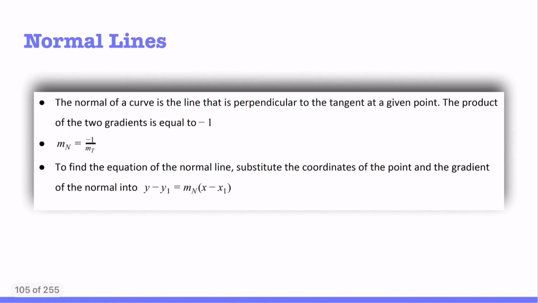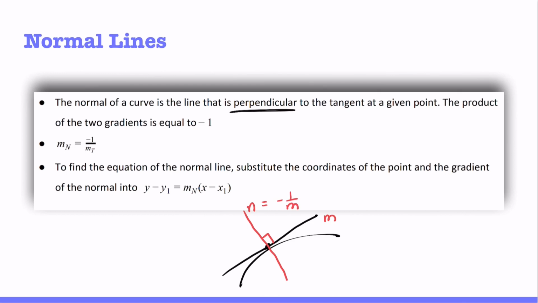Now, how does that relate to normal lines? Well, a normal line is simply the perpendicular line to the tangent. So if I have a curve and here's my tangent, so it's got the same gradient, the normal line is the perpendicular line to it. So if this gradient is m, we call this gradient n. And the way you find that is it's just the negative reciprocal of your gradient.